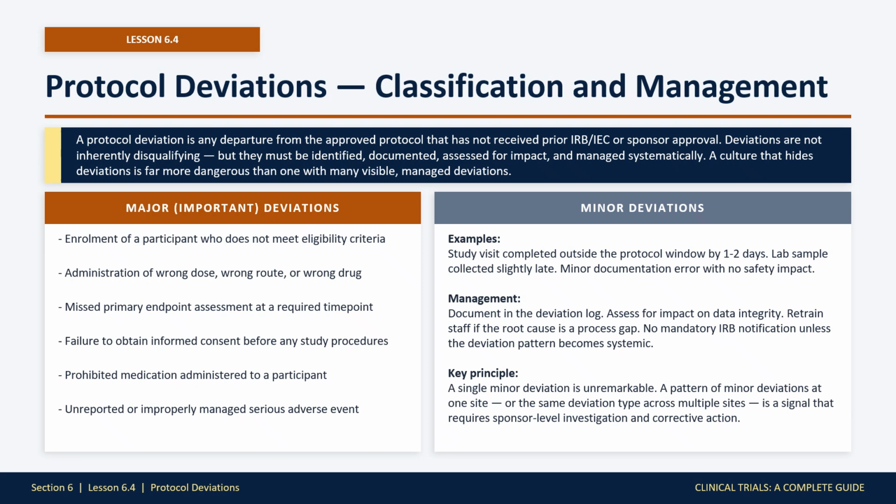notification. The most important principle in deviation management is cultural, not procedural. A trial environment that identifies, documents, and addresses deviations openly is a healthy one. Regulators are far more alarmed by a trial with 0 deviations, which is almost certainly underreporting, than by one with a managed, documented deviation log. The goal is transparency, not perfection.